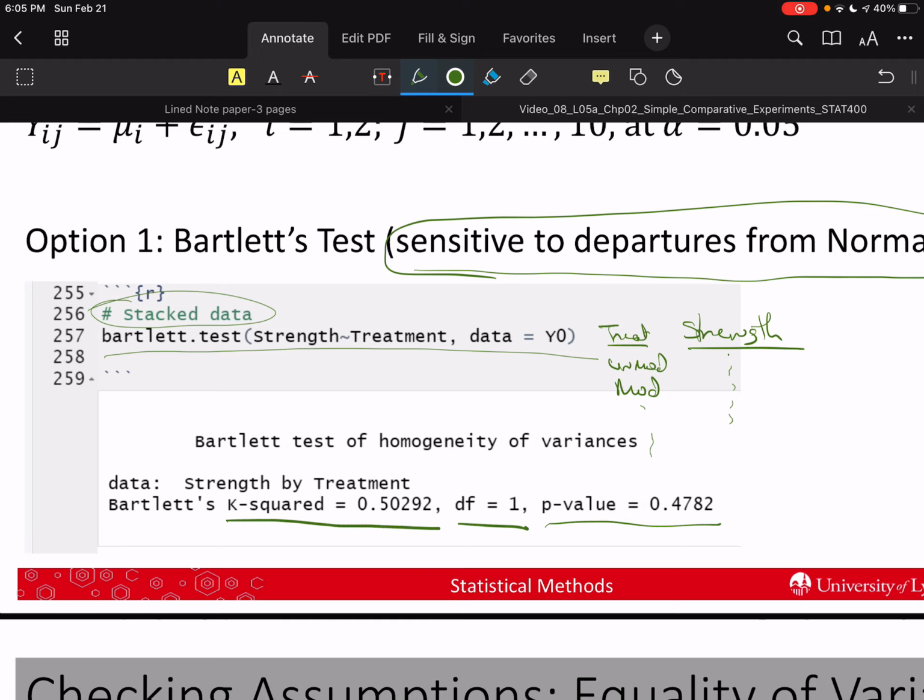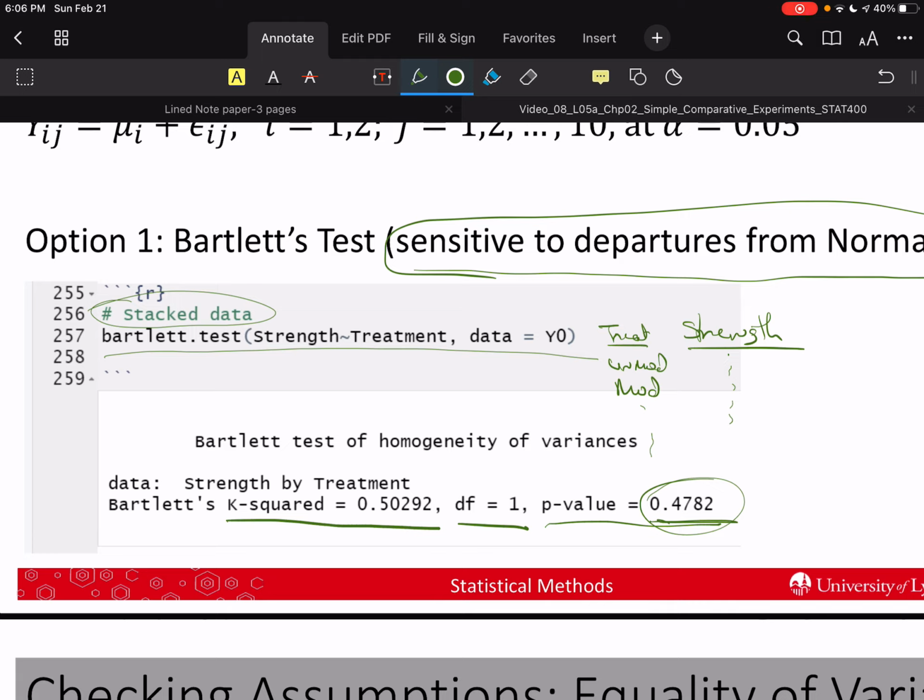So we certainly would not say that they're different, okay, at that. However, this is less than 0.5. So I'm pretty comfortable saying that they're the same with this, but I would still be very cautious.